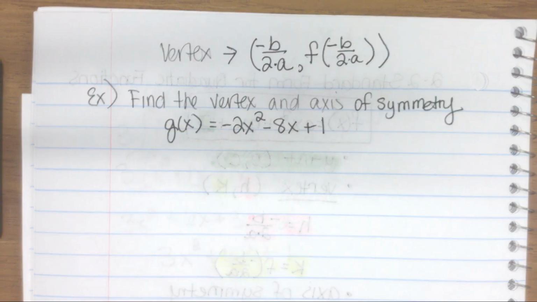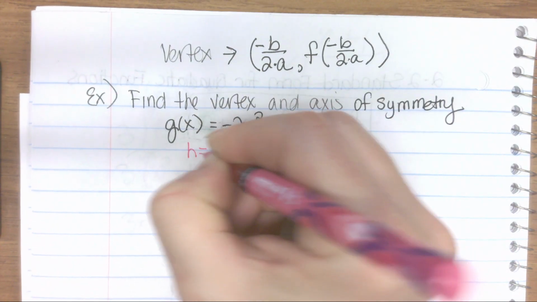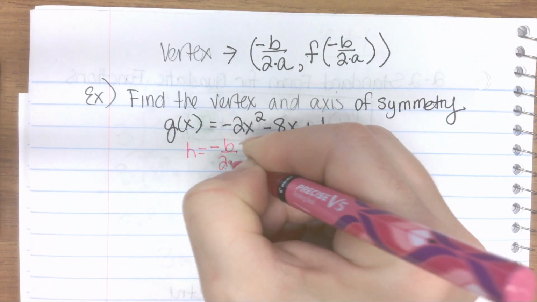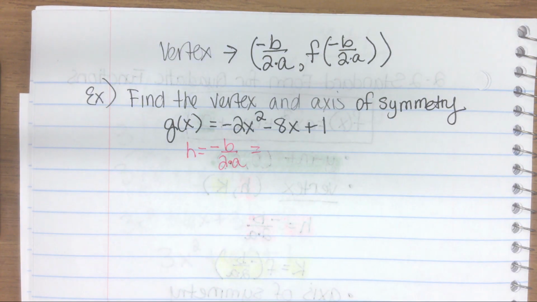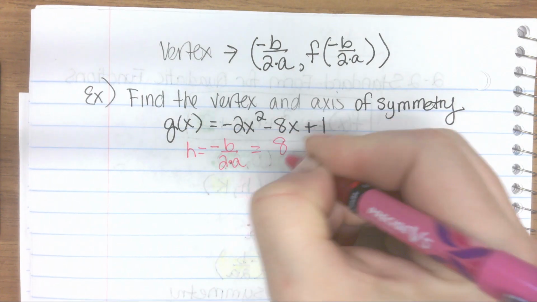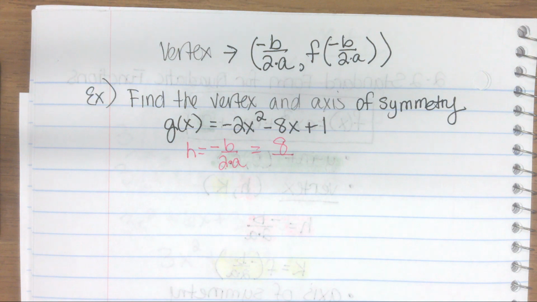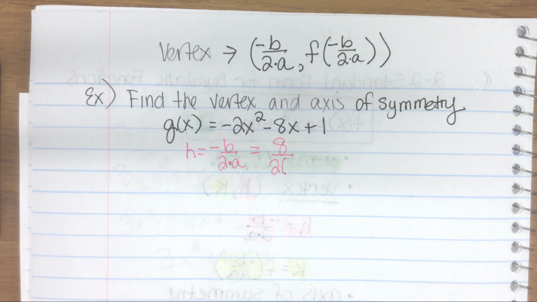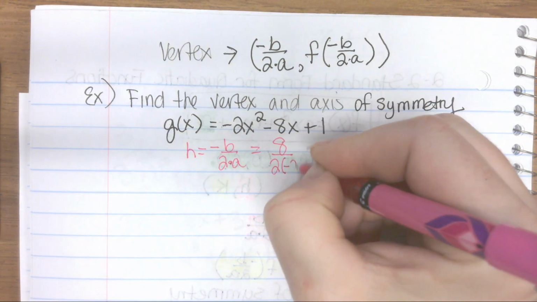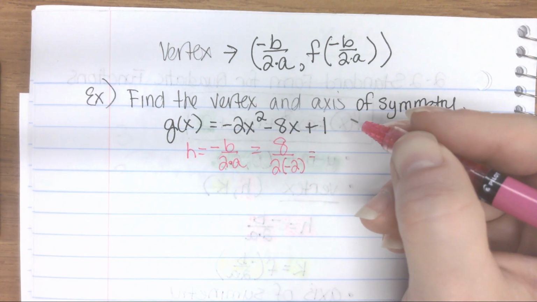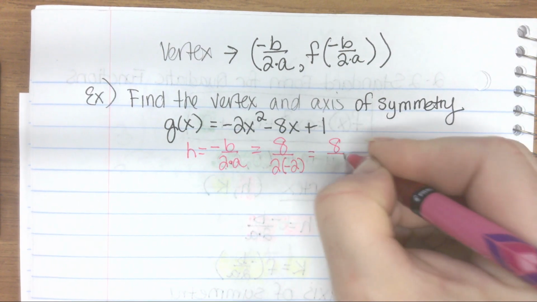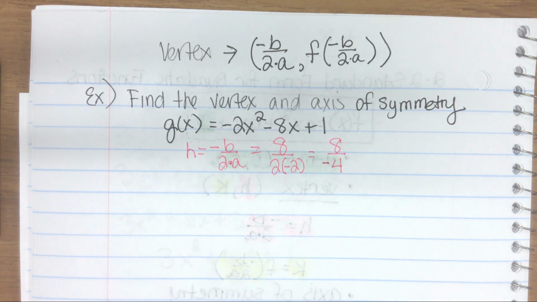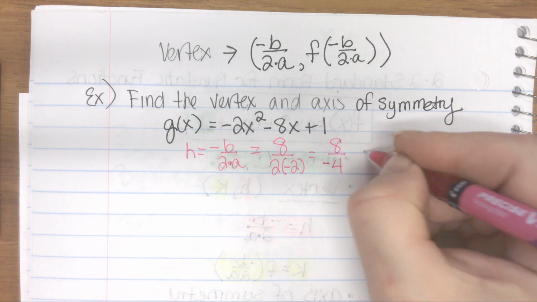So, what goes on the top? Thank you. Positive 8, the opposite of b. And what goes on the bottom? 2 times negative 2. Okay. So when you're evaluating this, we have 8 divided by a negative 4. 8 divided by a negative 4 gives me negative 2.